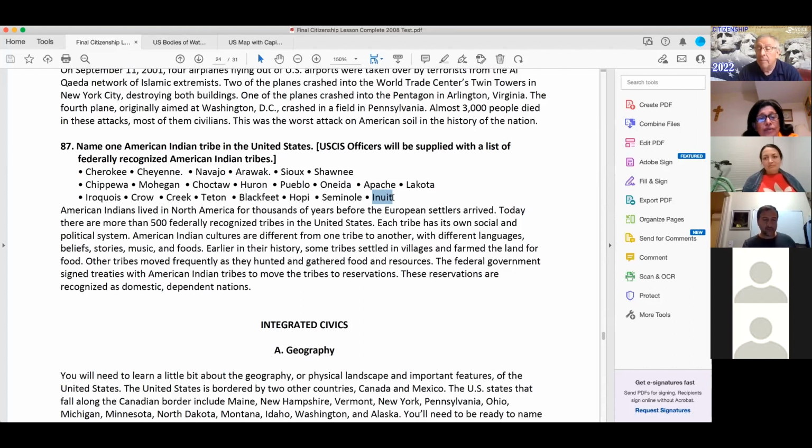The easiest one, Blackfeet. I choose Blackfeet. And Apache. It's so easy. Blackfeet and Apache are two that everybody seems to want to remember. Yeah. Cherokee. Yeah.